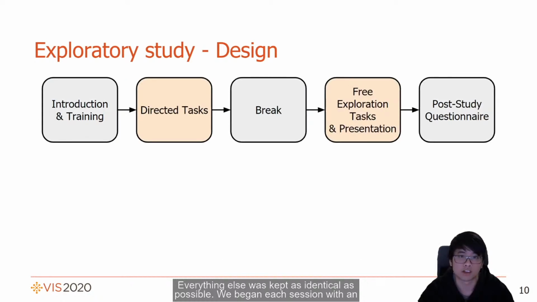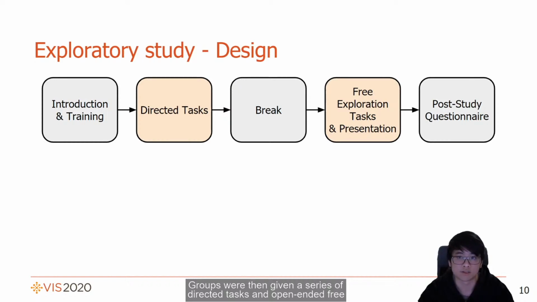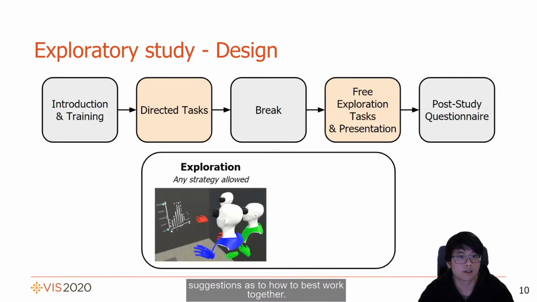We began each session with an introductory briefing and training on how to use Fiesta. Groups were then given a series of directed tasks and open-ended free exploration tasks to perform as a group using a multivariate dataset of real estate auction data, with a designated rest period in between. They were then told to do this exploration using any strategy they wished, but were not given any tips and/or suggestions as to how to best work together.